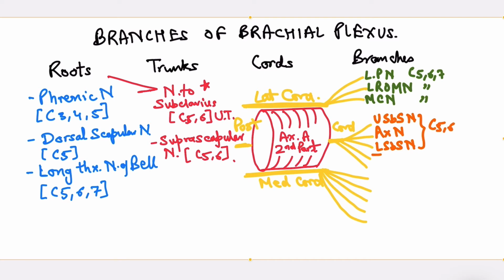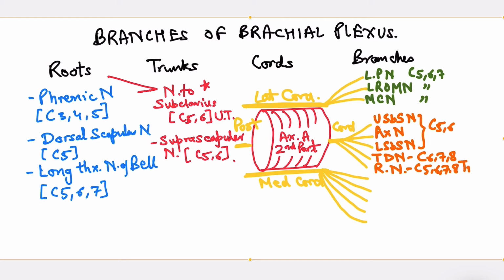Then there is the thoracodorsal nerve, nerve to latissimus dorsi. Now this has root numbers C6, 7 and 8, the middle three segments of the brachial plexus. Then there is the radial nerve. For this the root numbers are all of them, 5, 6, 7, 8, T1.